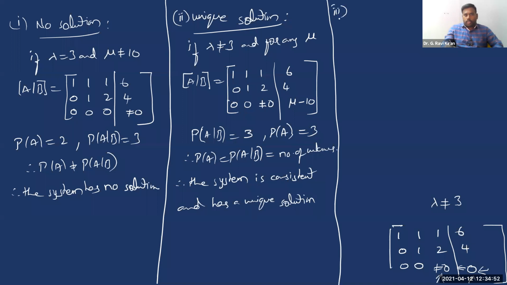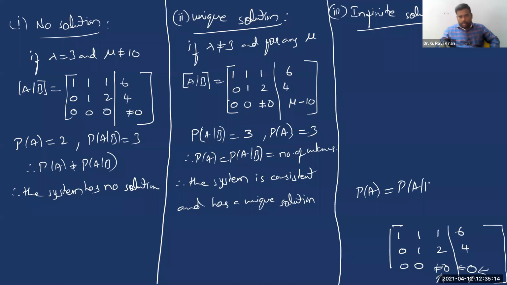Next, the third case you are given is to get infinitely many solutions. Can anybody expect for what values of lambda and mu you will get infinite solutions? Right, now see, to get infinitely many solutions, this is the condition we normally verify. Rank of A must be equal to rank of AB. These two must be equal, but this rank must be less than the number of unknowns this time.